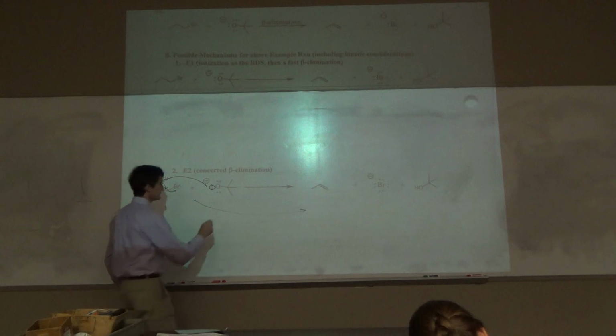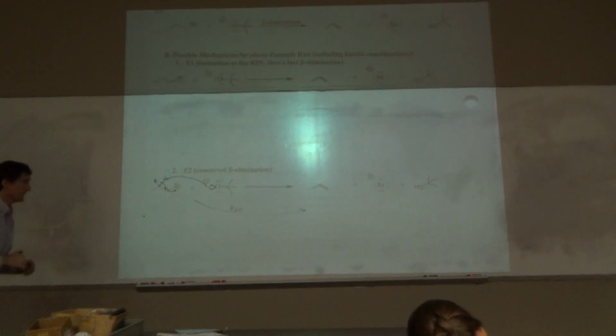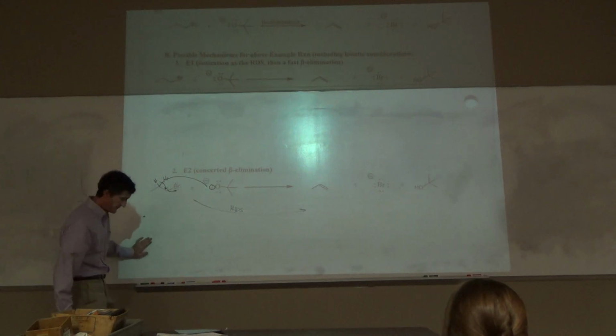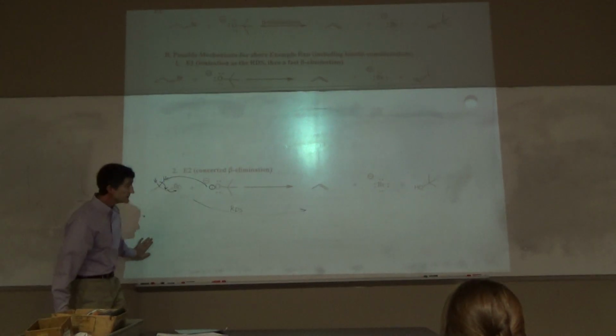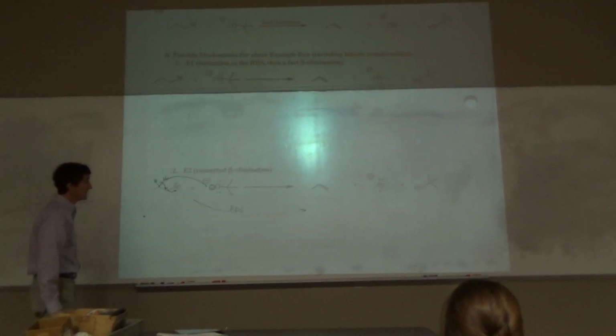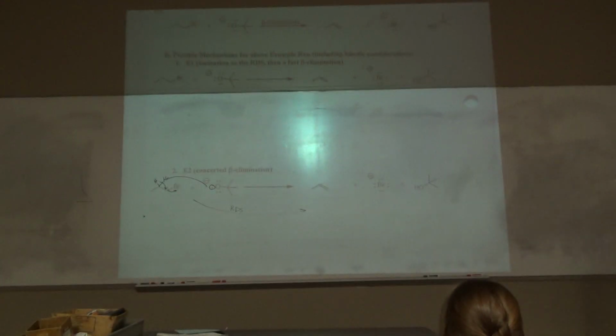The concerted beta elimination, the E2 beta elimination. That is a difficult step, but there's nothing to compare it to. That is the rate determining step, I reckon it is. But it's the only step.